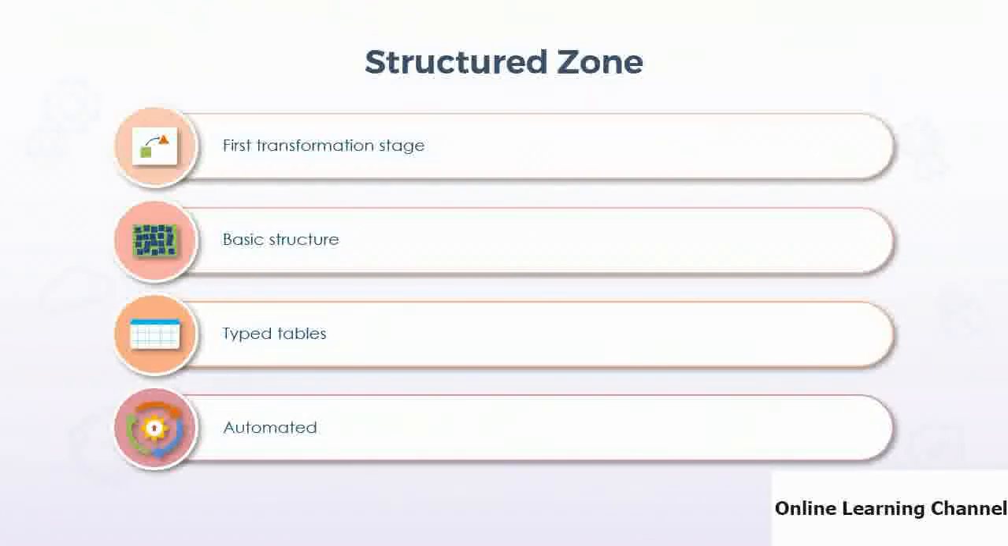Now, automation should be employed to copy data into the structured zone. This zone is where most data scientists will start their analysis, so it should be kept up to date and not require heavy manual manipulation to keep populated.